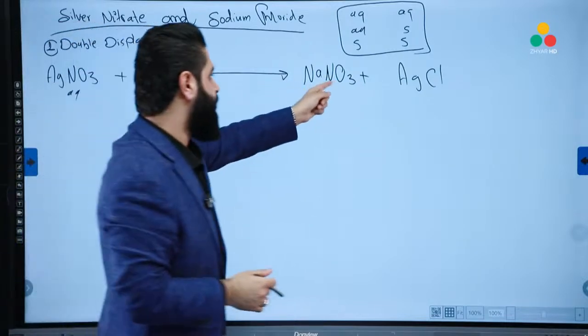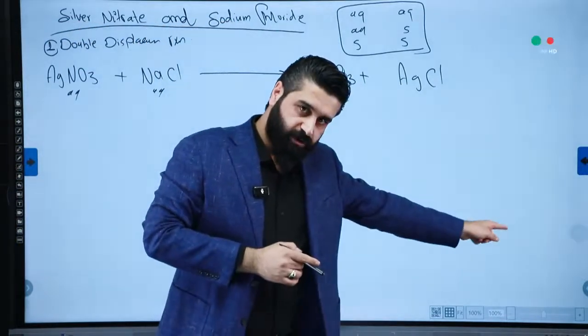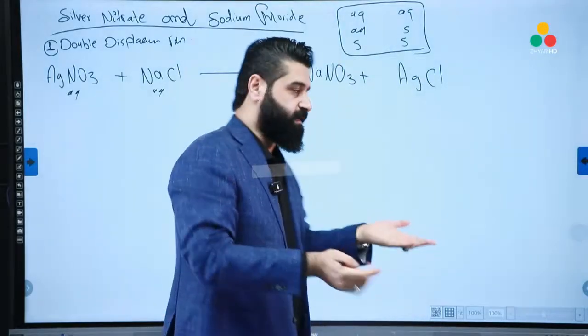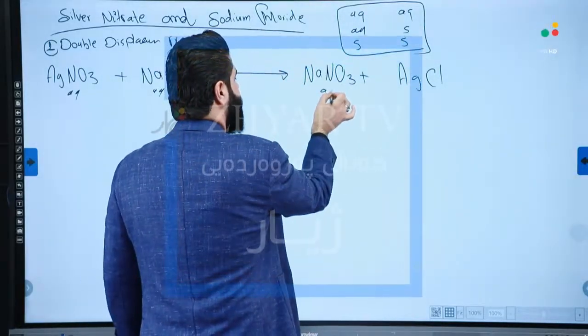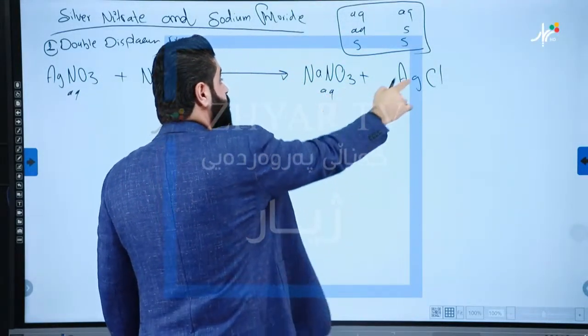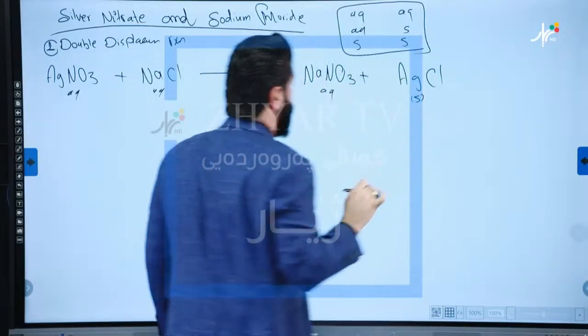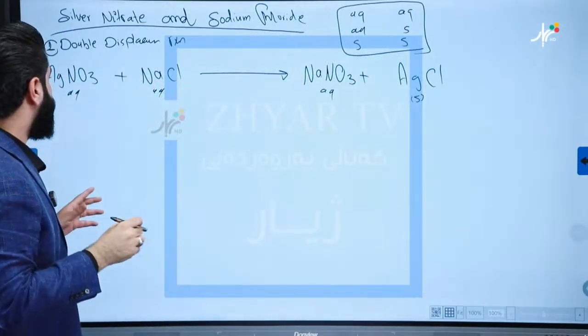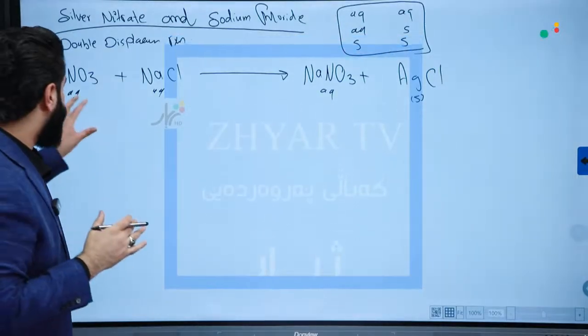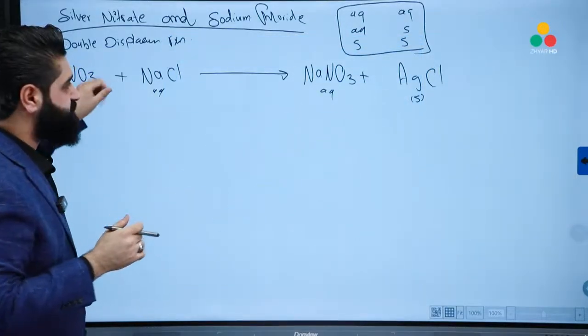About the products, NaNO3: the last rule, don't you remember? Sodium-containing compounds are always soluble. So this is aqueous. How about Ag? This is one of the exceptions, the first rule. This is a solid substance. This is called a very safe double displacement reaction.